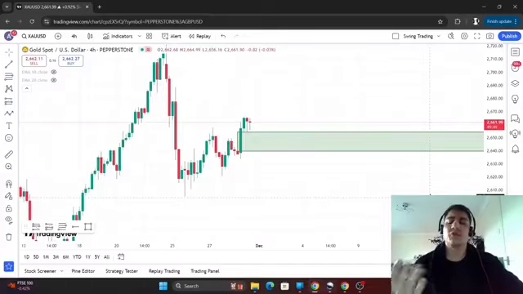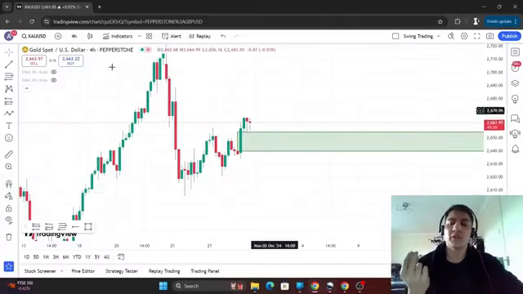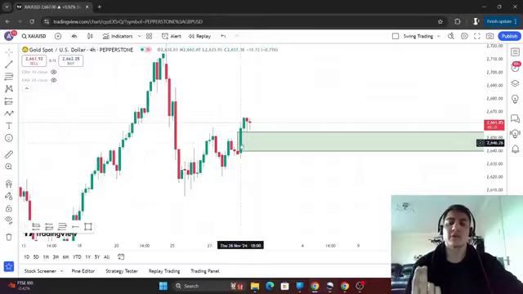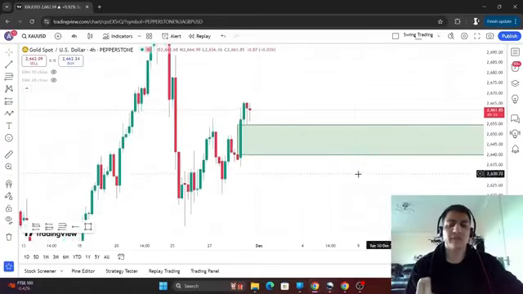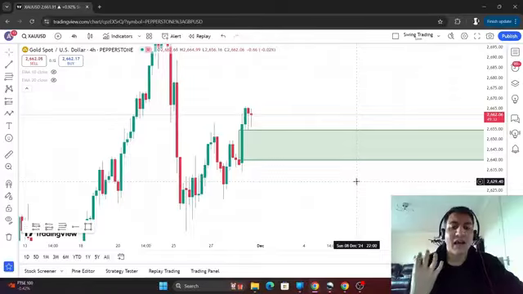So what are we actually looking for? There's two things we want to look for. The first is we want to get on the 4-hour chart and we want to look for a fair value gap. Right, this is so important. We want to look for a fair value gap and we want to see how price actually reacts, right?